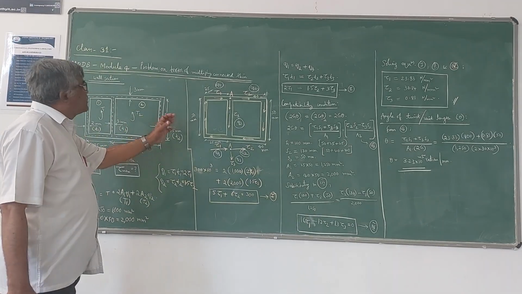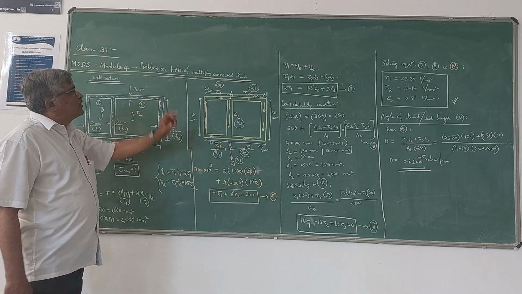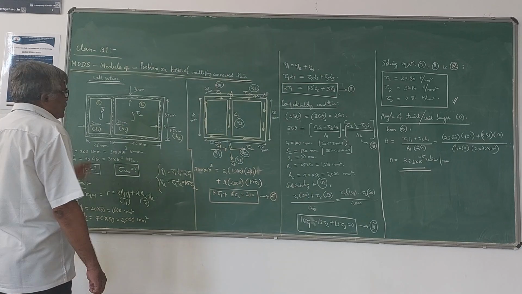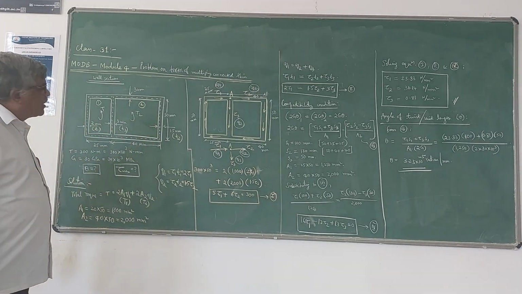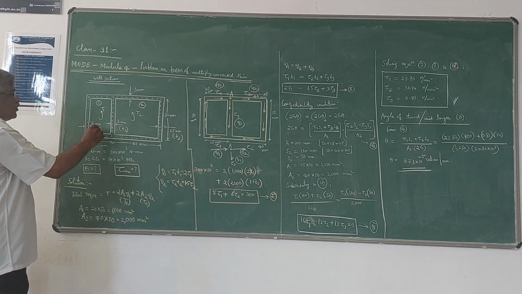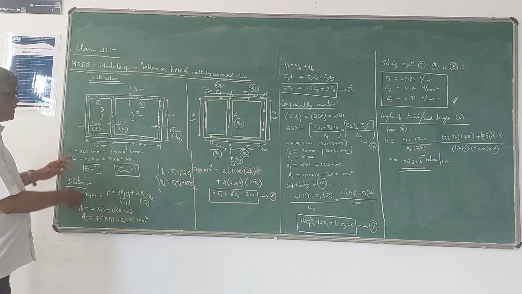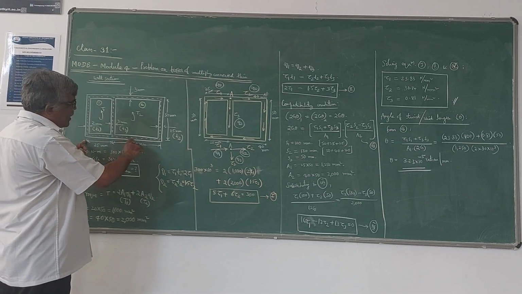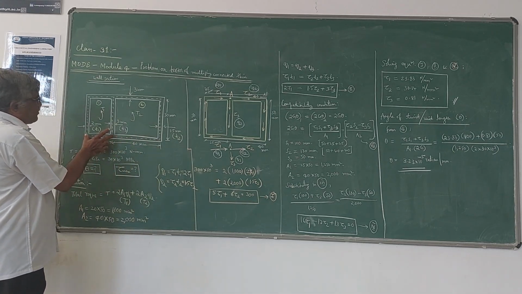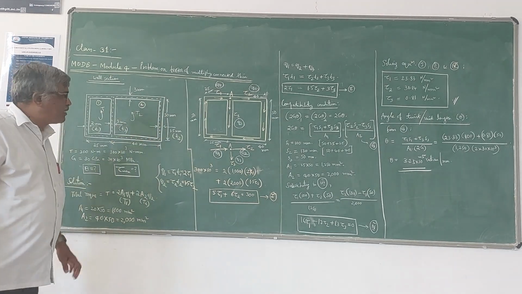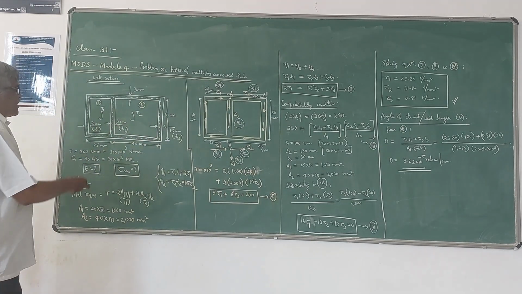So in this class, we will discuss a problem on torsion of multiply connected thin wall section. So this is the section given. You can see that there are two compartments here, rectangle compartments. The dimensions, being center line dimensions, are 25 mm, here it is 40 mm, and the width is 50 mm for both. And thickness is different here.